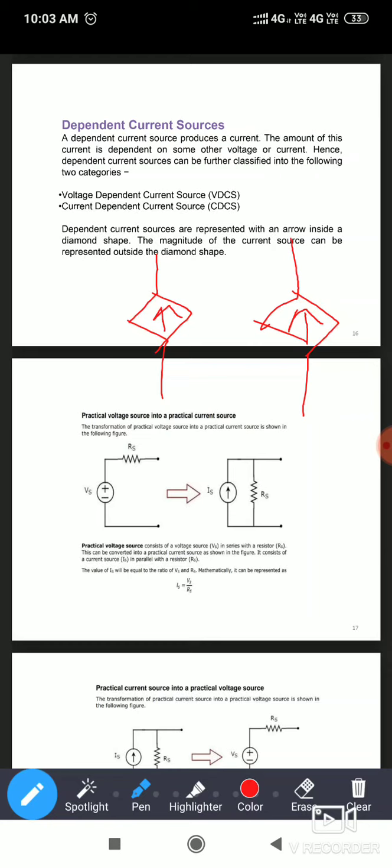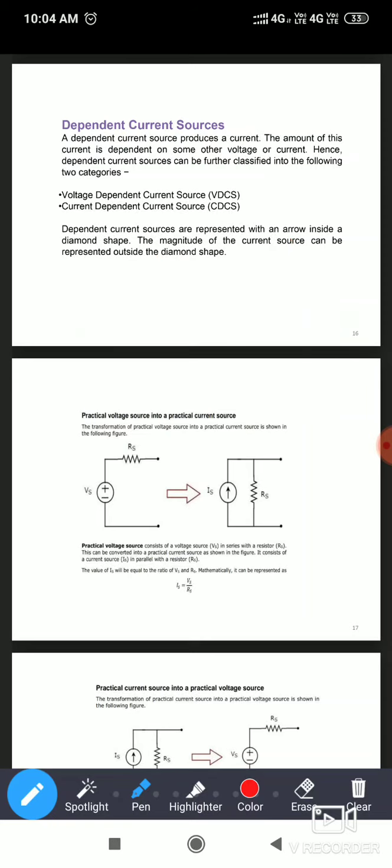But whether it is voltage dependent current source or current dependent current source, how to identify? If K into V1 is there, the value of this current source depends on voltage, then it is called as voltage dependent current source. If the value of this current source depends on current only, that is K into I1, then that is called as current dependent current source. Okay. So these are the symbols.